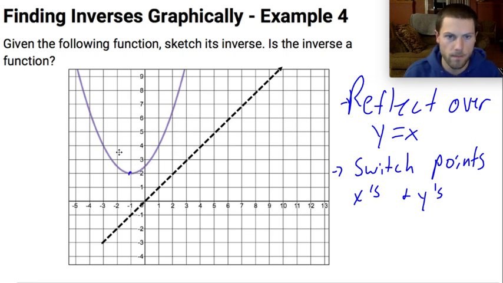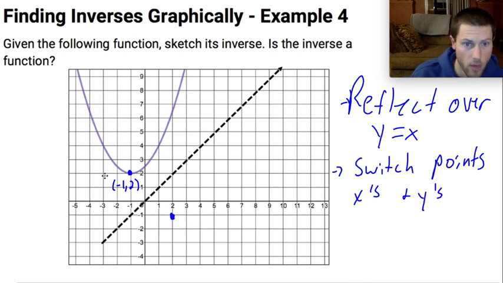So here I have the point -1, 2. I'll just mark that, -1, 2. And that's going to reflect over to the point 2, comma, -1. See, I've switched the x and the y. So this point will be on the graph. Let's take a few more.